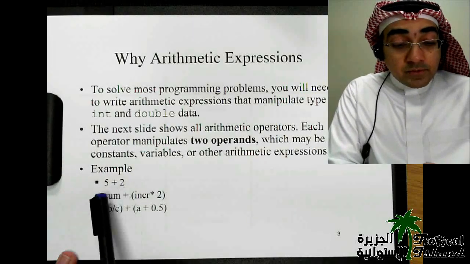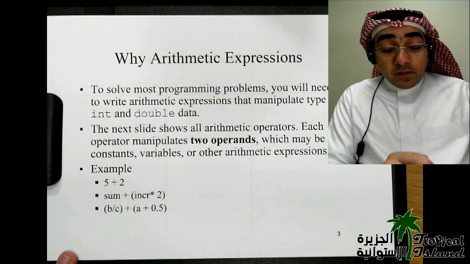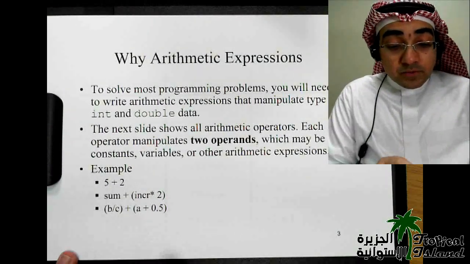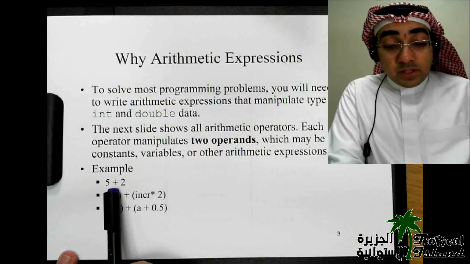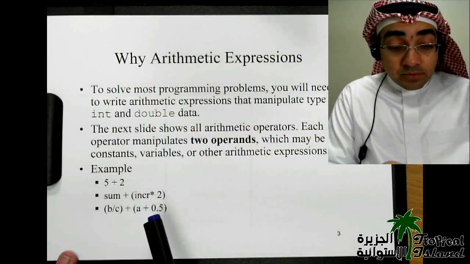So for example, 5 plus 2: 5 is an operand, 2 is an operand. All the mathematical operations take two operands, the first operand and the second operand, and they perform a certain operation. The addition sign over here takes two operands, the 5 and the 2, and actually adds the two numbers together and produces the output.